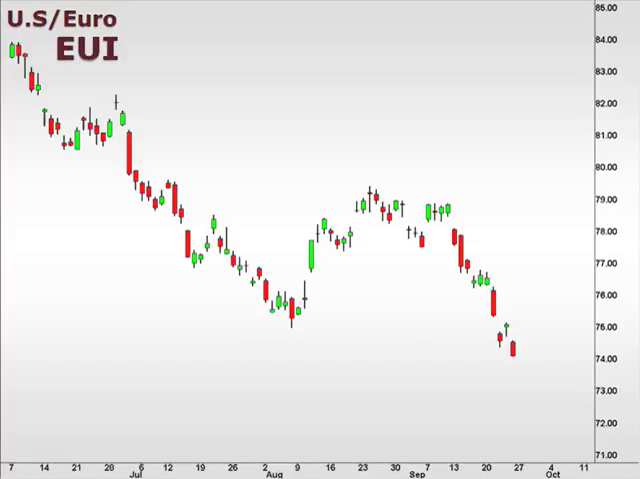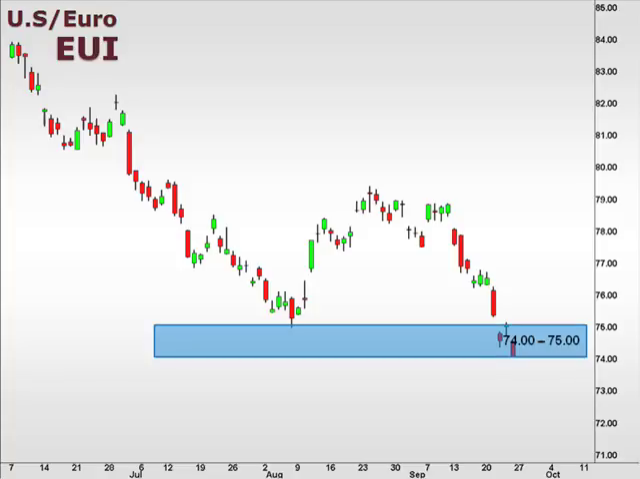The U.S. dollar versus the euro, the EUI continues to slide lower. We have a key support level identified at the 74-75 box here, and we would look for a continuation to the downside if we do see a break below 74. The next logical target would be the 72-73 box. A break above 75 opens the window for a bounce and the consideration of a trade to the upside.